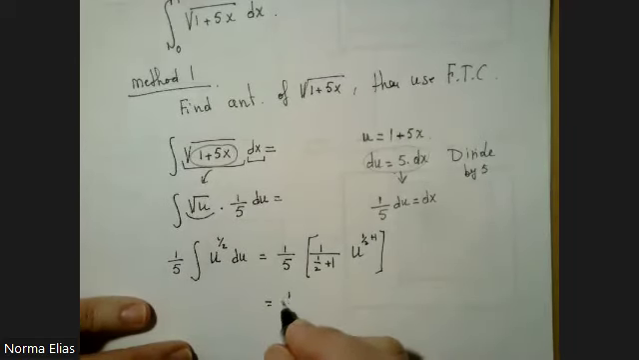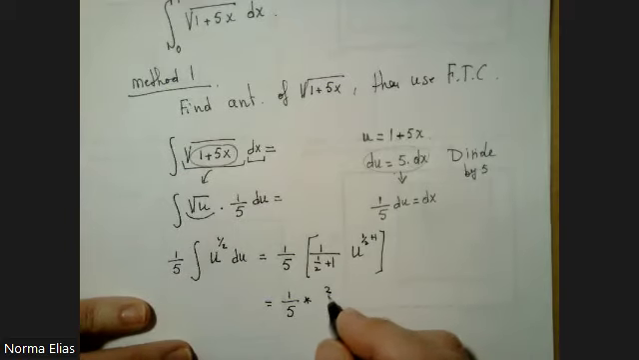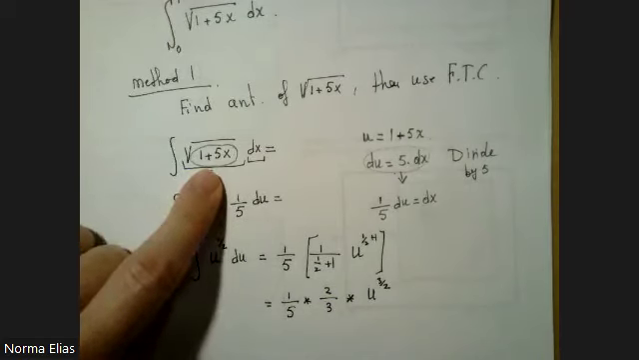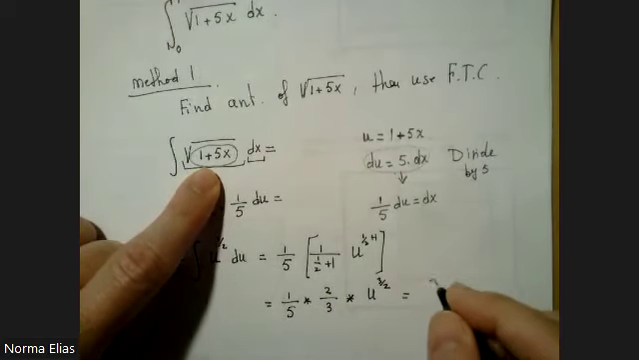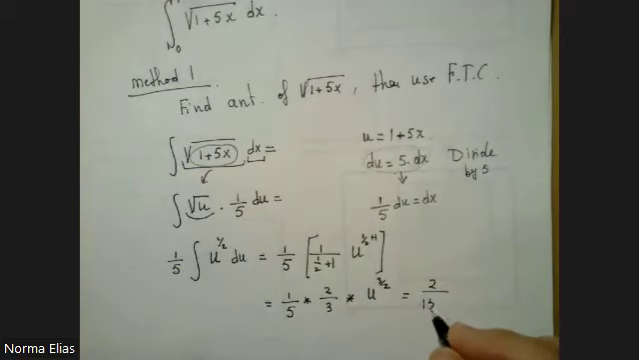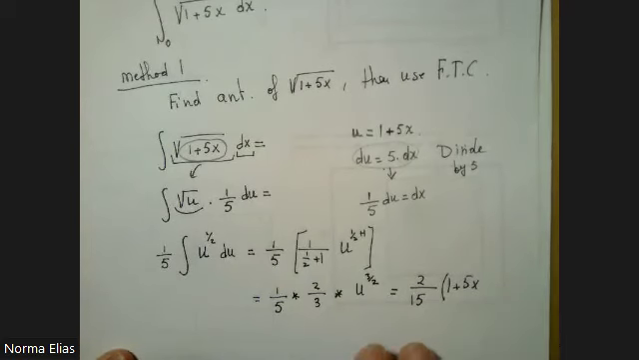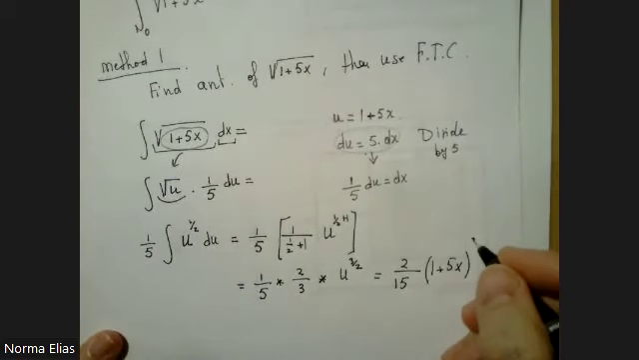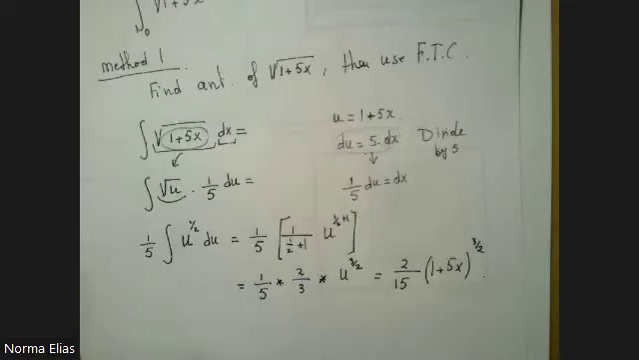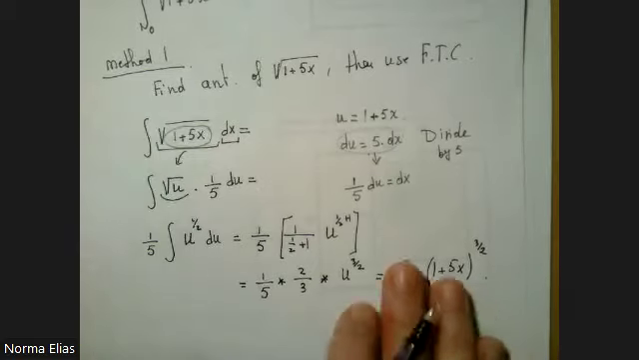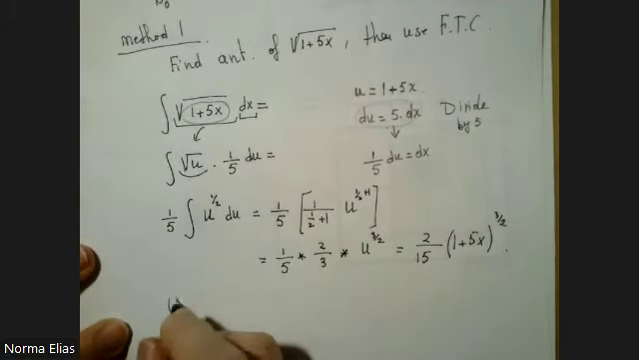So this will give me 1 over 5 times 1 half plus 1, 3 half, 2/3, times u to the power 3 half. I have an integral in x. I have to go back to my variable, 2 over 15, 1 plus 5x to the power 3 half. Okay, so far, I've totally found the antiderivative. That's everything I did. And now use the fundamental theorem of calculus.